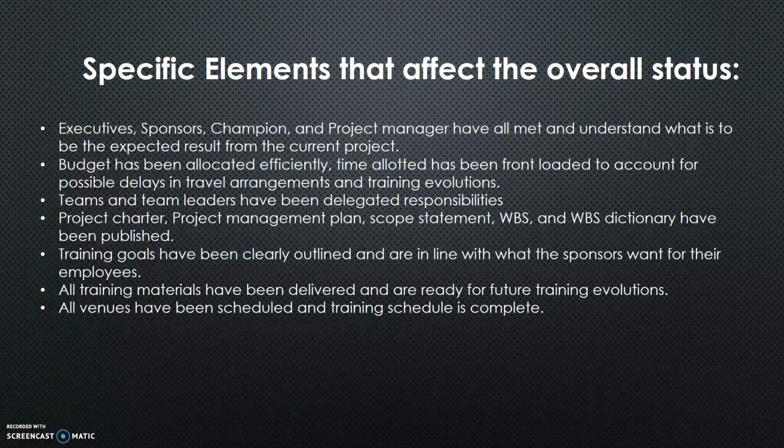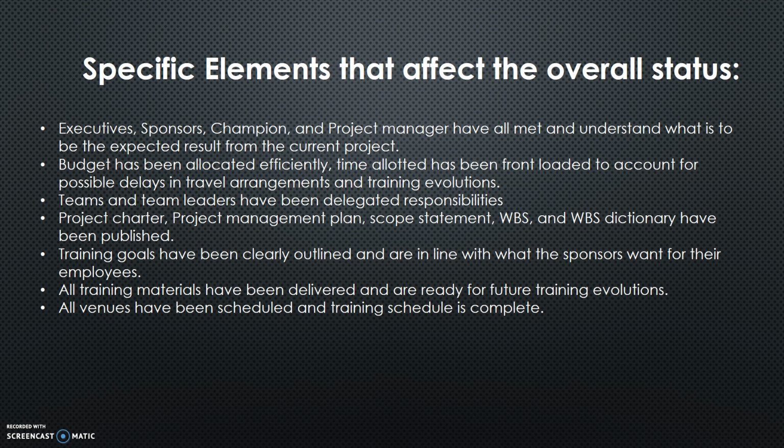Here we have specific elements that pretty much led us to be on track from the beginning of the project. In the beginning, all the executives, the sponsors, the champion, and myself met. We went over what was expected of this project and the results that were expected at the completion. From that, we did some planning. We created a budget and we allocated it efficiently so far. The time allotted, we went ahead and front loaded it to account for possible delays in travel arrangements and training evolutions that may happen later on. So far, the timing looks good.